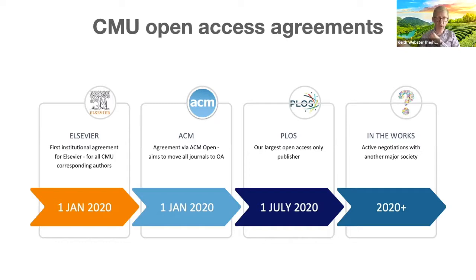And just a couple of weeks ago, we announced our latest agreement, which takes effect on the 1st of July, with the Public Library of Science, our largest completely open access publisher with whom our faculty publish. So we have sequentially negotiated with our biggest commercial, our biggest society, and our biggest open access publishers. And those are services that we hope are going to be of benefit to the entire university community.